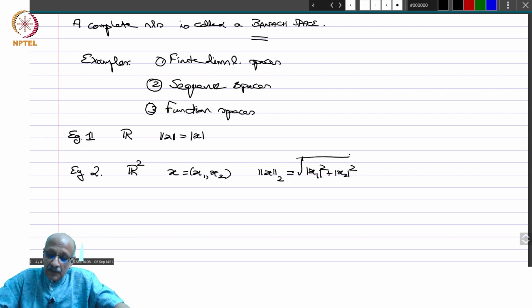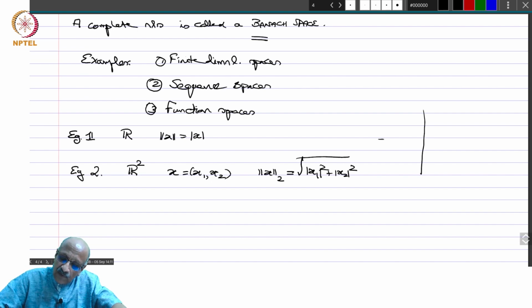Again, the first three properties, non-negativity, equal to 0 if and only if x equals 0, and norm of alpha x equals mod alpha norm x, are all trivial from this. So what about the triangle inequality? To see the triangle inequality, we recall that norm x is nothing but the magnitude of the vector x1, x2.